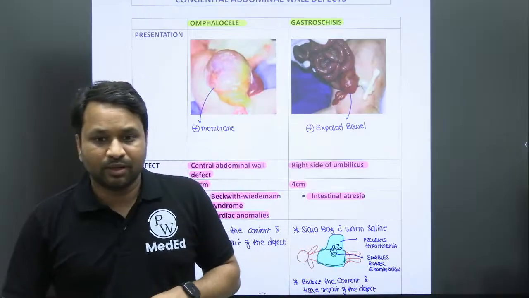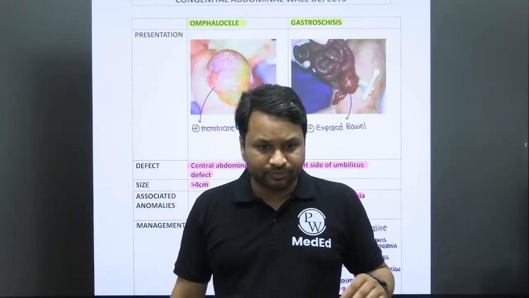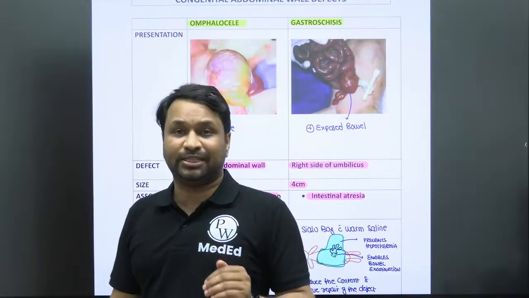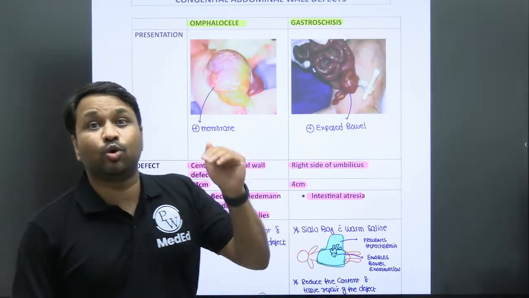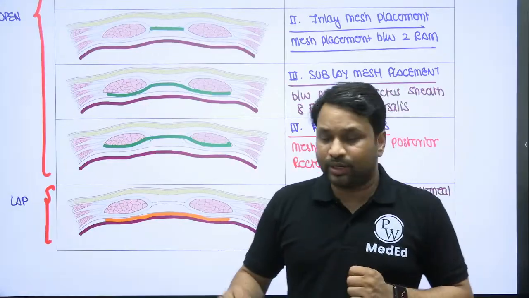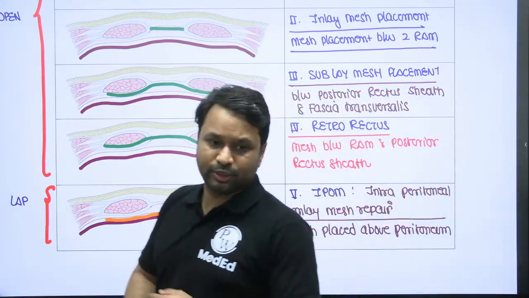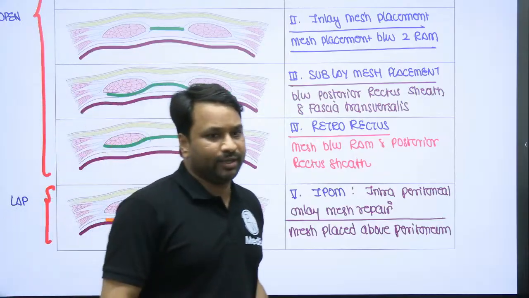Okay? Mesh between the rectus abdominis muscle and the posterior rectus sheath is going to be retrorectus. That is what I'm trying to tell you. Retrorectus is going to be between the rectus abdominis muscle and the posterior rectus sheath. इसको आप retrorectus बोलोगे. Clear है?